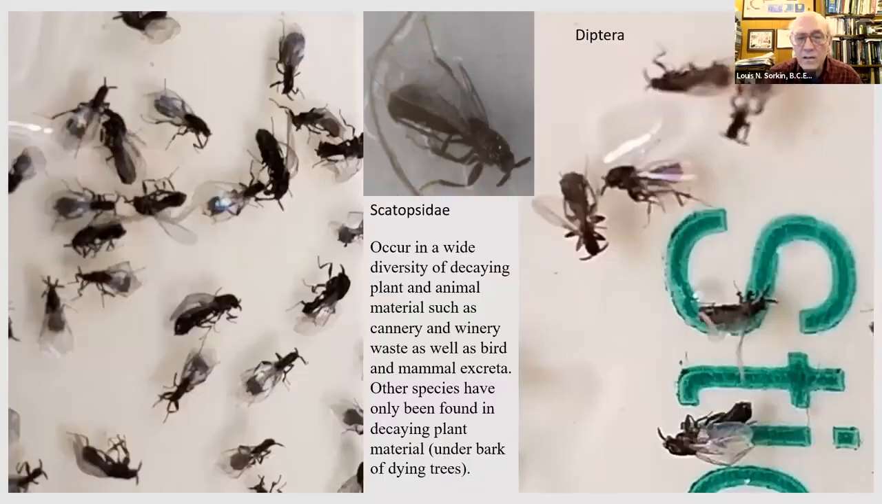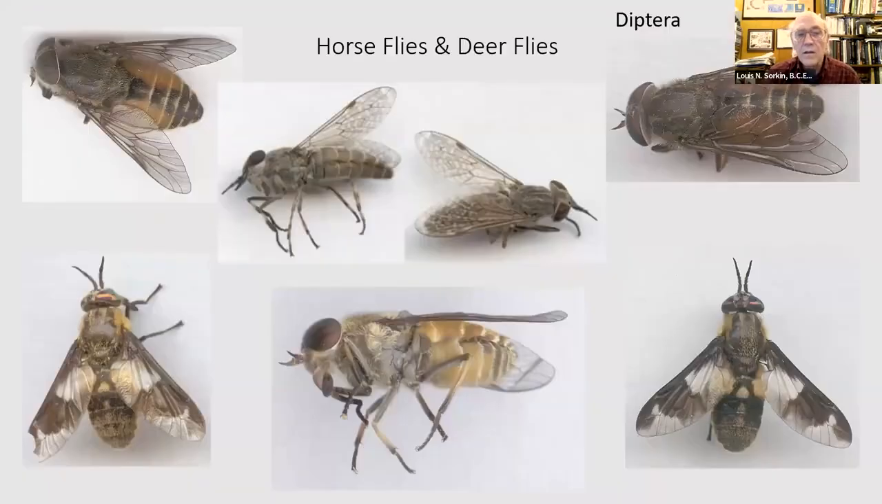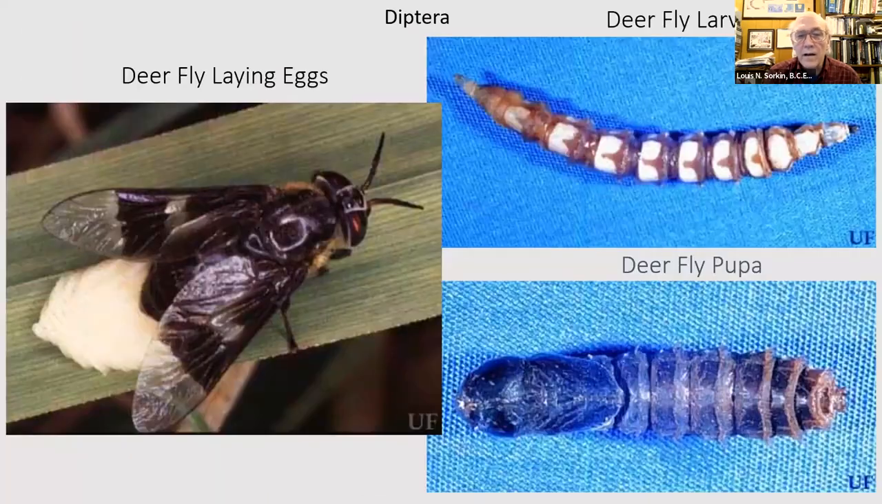Scatopsid flies, these are in organic material, are very distinctive, like black dark-winged fungus gnats, except their antennae are very chubby and heavy, so they're easier to identify. It helps you identify these if you find them and not call them sciarid flies. Horse flies and deer flies, many of these being blood feeding, the female.